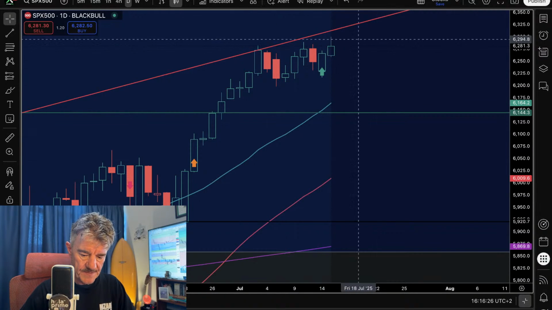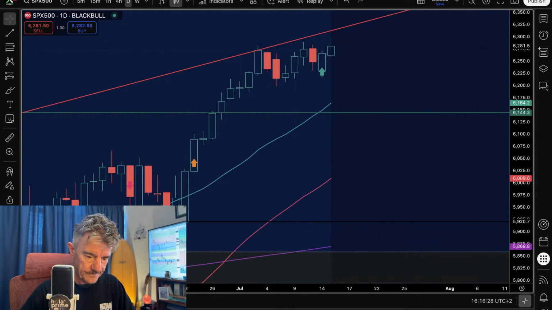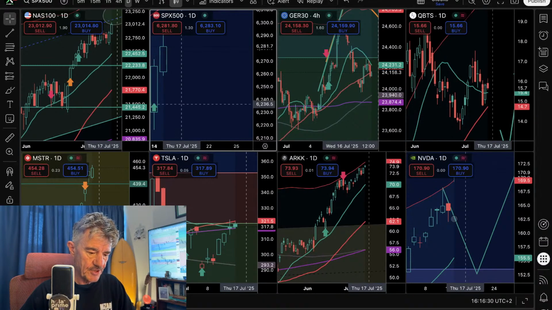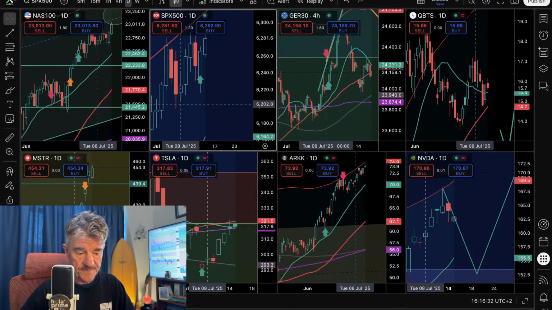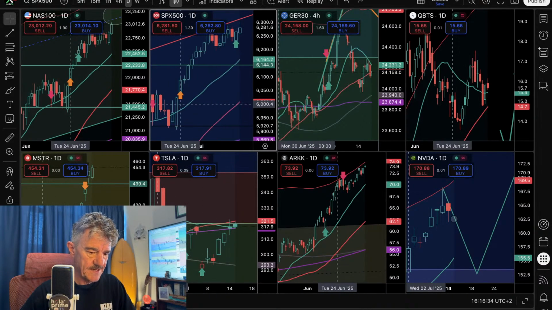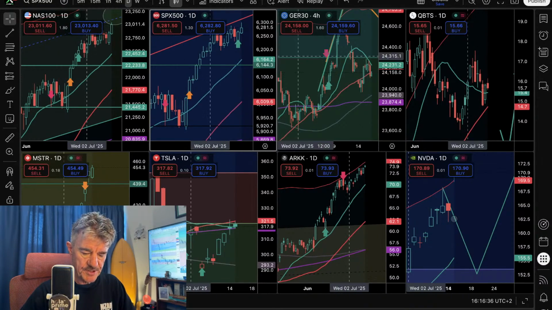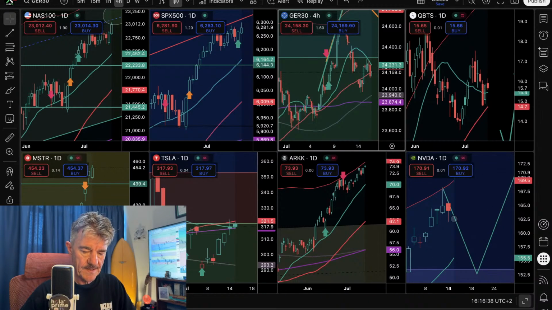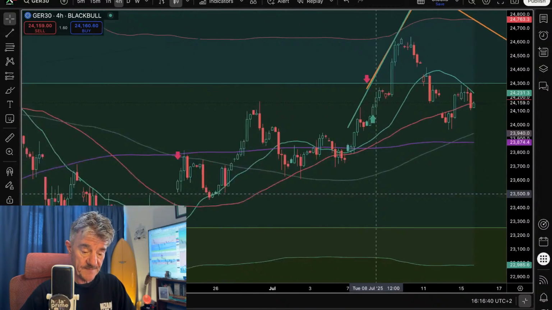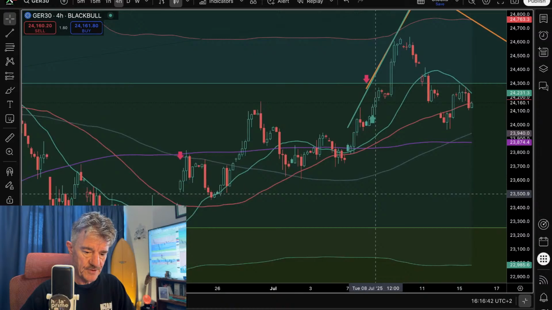Can we get through this time? I think we probably can. But if we don't, we'll start to take profit on some of these longs on S&P and the NASDAQ. I have no positions on the German 30. But once again, as I've pointed out many times, I'm looking for this move to occur.